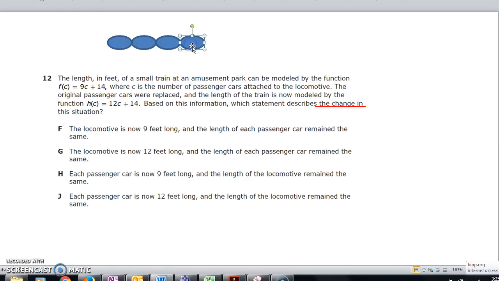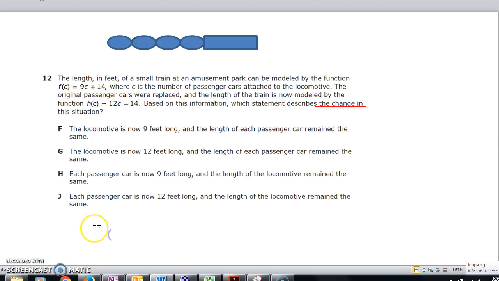And we have however many. I'm not going to keep drawing passenger cars. But then you have the front of the train, which is the locomotive. So this is where the engine is, and you usually have the smoke coming out over here. So this is the front of the train where the driver is, and then you have a whole bunch of storage cars, passenger cars. So you have a number of passenger cars attached to the locomotive. The original passenger cars were replaced. So these are going to get changed out, and the length of the train is now modeled by this.